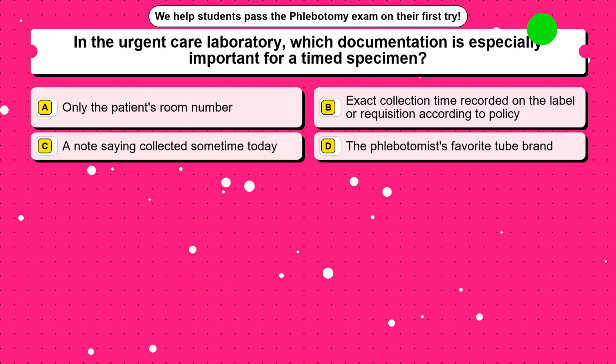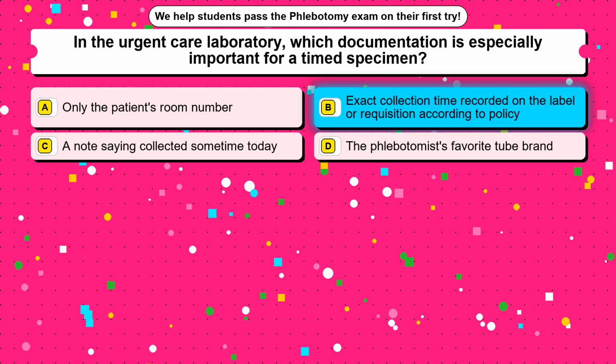Question 69. In the urgent care laboratory, which documentation is especially important for a timed specimen? Option A. Only the patient's room number. Option B. Exact collection time recorded on the label or requisition according to policy. Option C. A note saying collected sometime today. Option D. The phlebotomist's favorite tube brand.